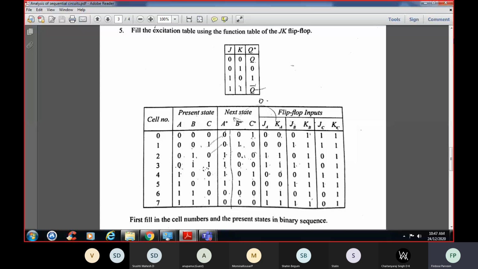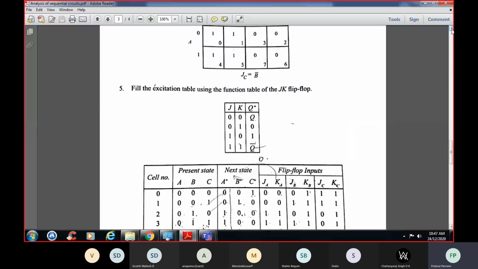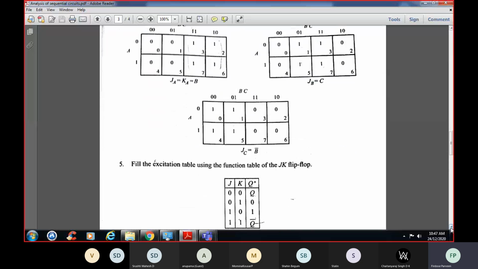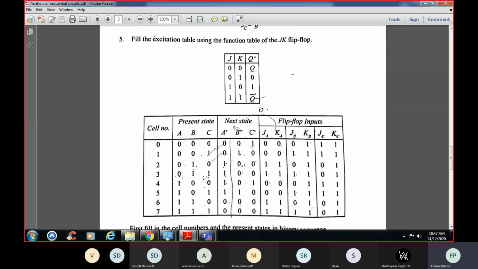So what is JB? What equation did we get for JB? It is nothing but C. So I'll write down JB. C is 0, 1, 0, 1, 0, 1, 0, 1. So JB is equal to C. I have written whatever C is having.